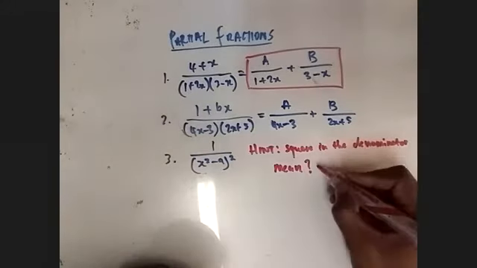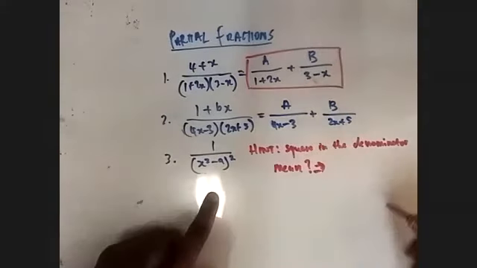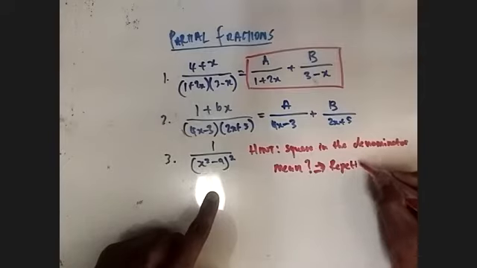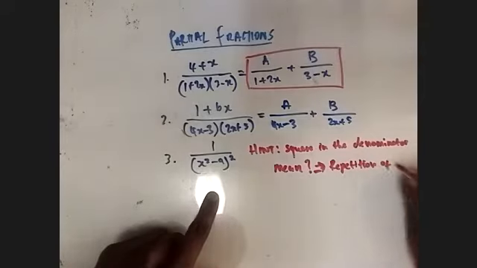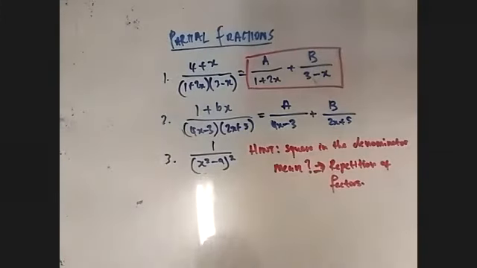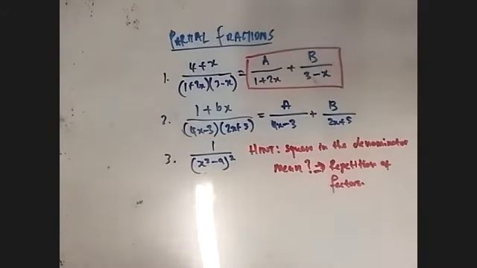Okay, so what the square in the denominator means is that we have repetition of factors. The square in the denominator means we have got the repetition of factors. So what is that supposed to mean? That's the question. I hear you saying that there is repetition of factors, but what is that supposed to mean?